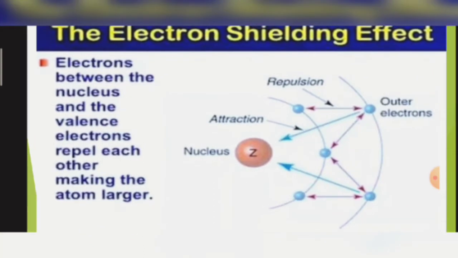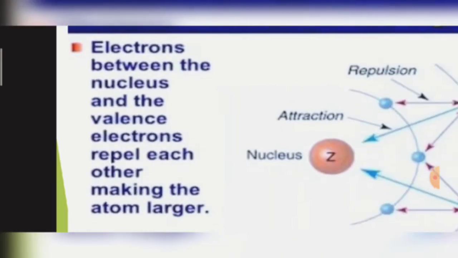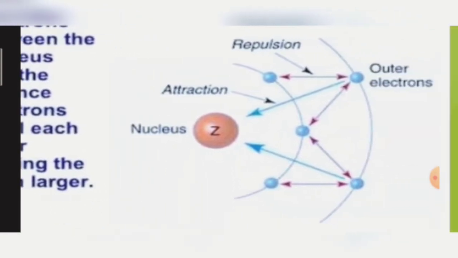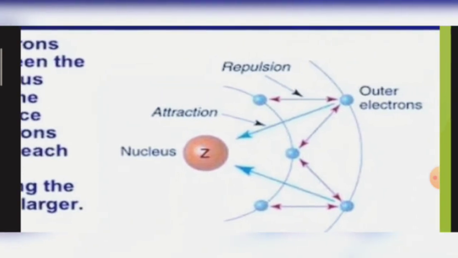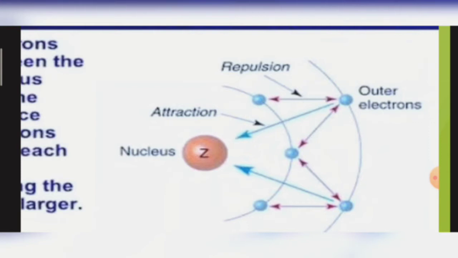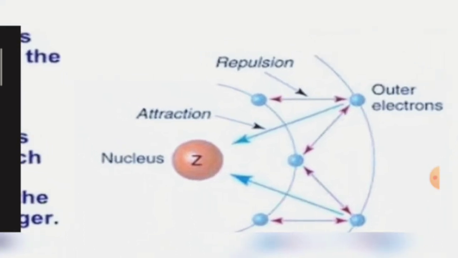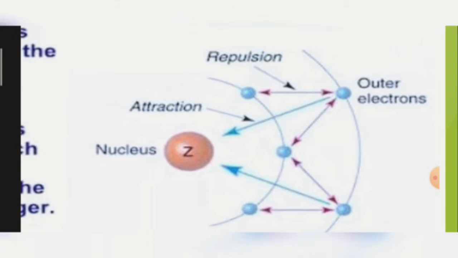First, the force of repulsion which exists between the electrons in the orbits, and second, the attraction which exists between the nucleus and the inner electrons. And due to the presence of inner electrons, outer electrons feel less force of attraction of the nucleus. That's why this effect is called shielding effect, because the inner shell electrons shield and protect the outer electrons from the influence of the nucleus.